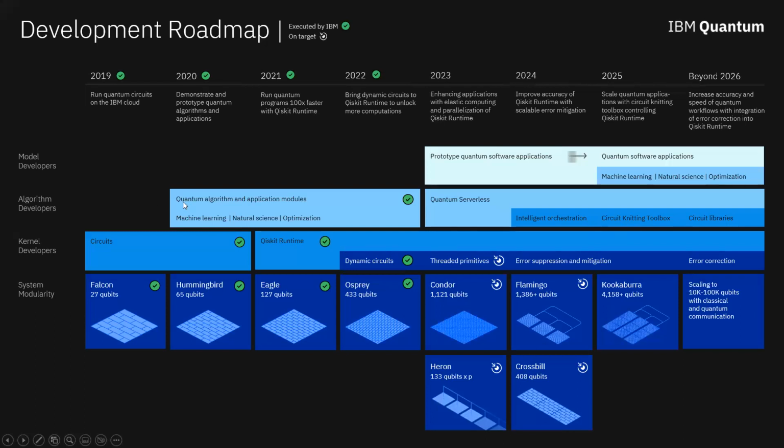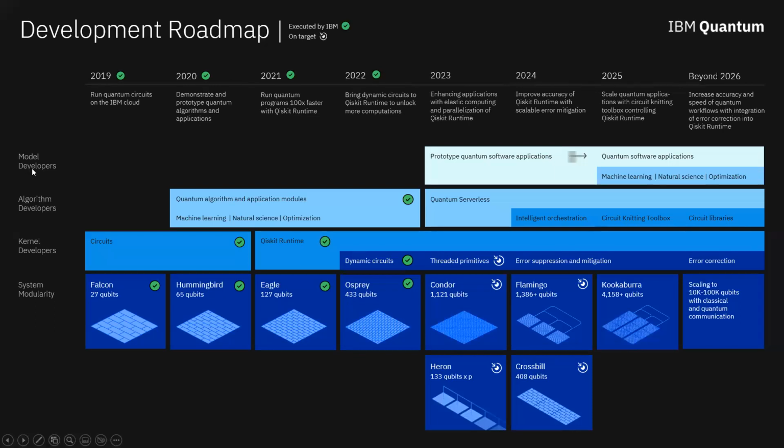Going to the top, another point is algorithm development. As you can see here, we are introducing quantum serverless, where you can have orchestration, circuit knitting and the circuit library. This is an important part, because those will be the tools which can help you cut more complicated circuits into smaller problems, and then send them to processors like Heron, for example, or Flamingo in 2024.